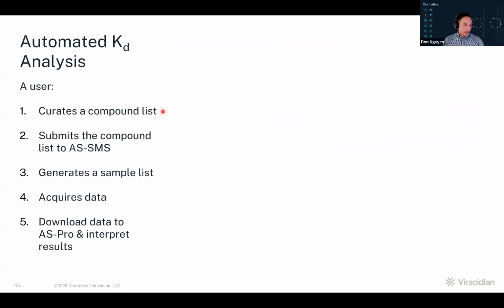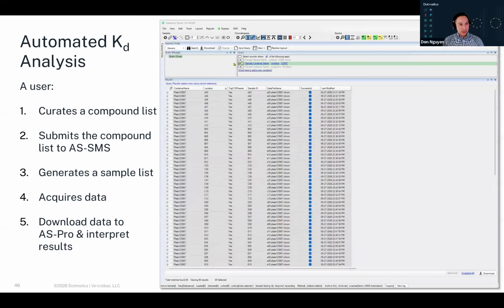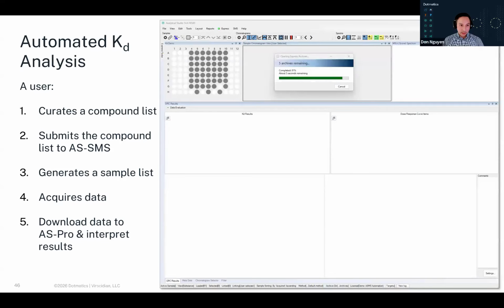So we still have to generate a compound list, create a submission within SMS, generate that sample list, and then acquire the data, right? I'm not going to show these steps because really the new points are here within AS Pro and how our DRC analysis looks. So again, we need to search our Express database for our KD data. We'll download those results into AS Pro.